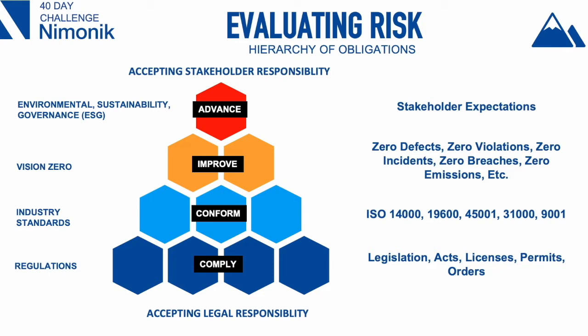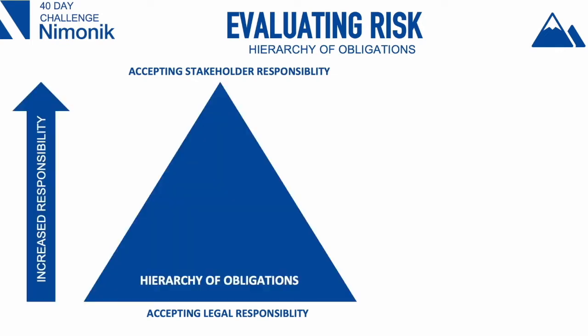At one point you're talking about complying to prescriptive things, and then you're trying to conform to standards, and then you're trying to be proactive and actually get to certain targets, to zero emissions and zero breaches and zero violations. And at some point you're trying to get to some kind of measure of stakeholder value, in terms of environmental sustainability and governance, as they're now calling it. So this is the mountain of obligations. And it looks like a triangle, a cone, let's say. As we go up, we find that we need to take on increased responsibility.